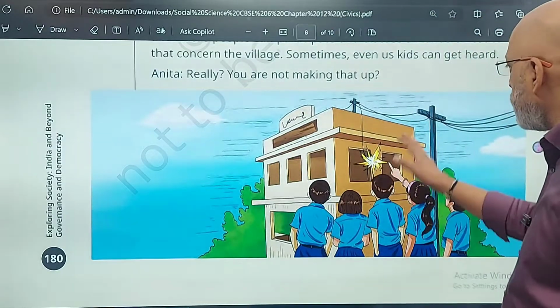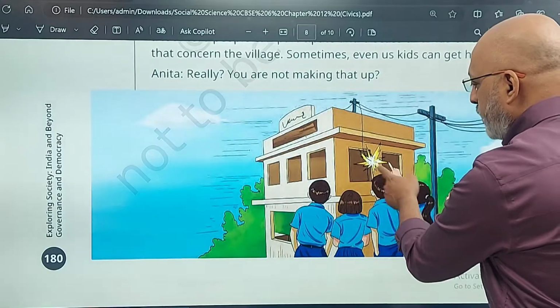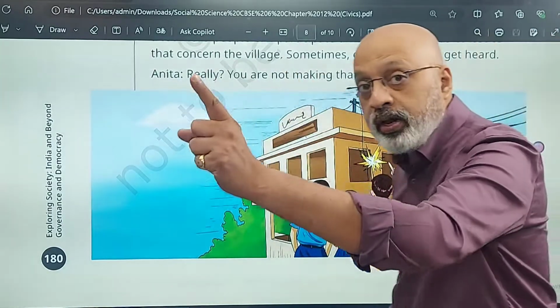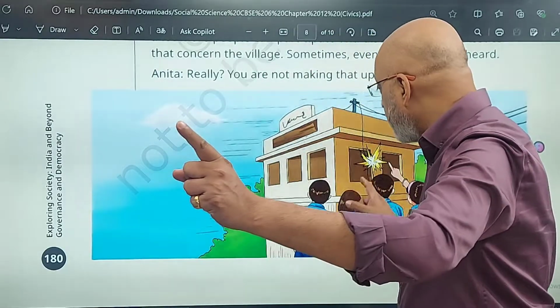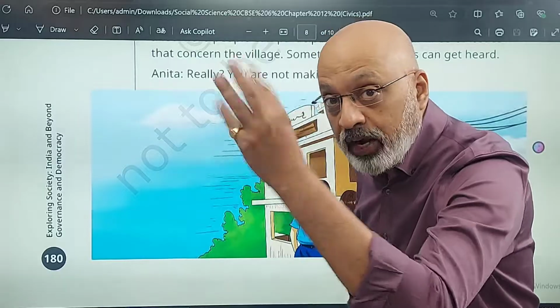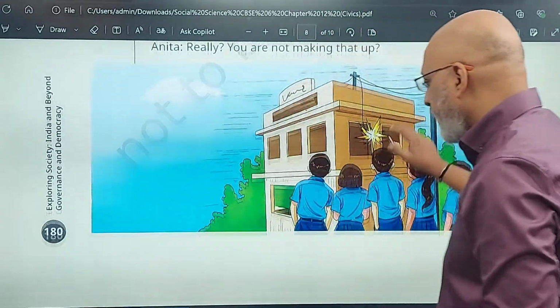So, you see, the electricity wire is going, but there is some kind of a short circuit, some kind of a spark. Children are seeing and noticing it, and they can go and complain to the electricity office that near that house, the power line is giving some kind of a spark, which can lead to a fire mishap.